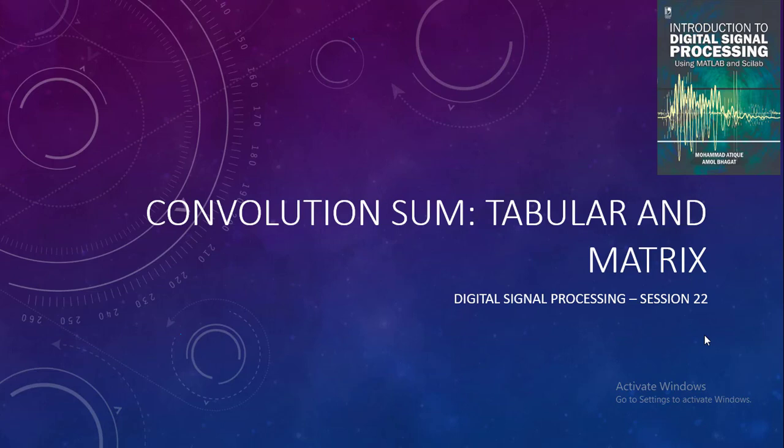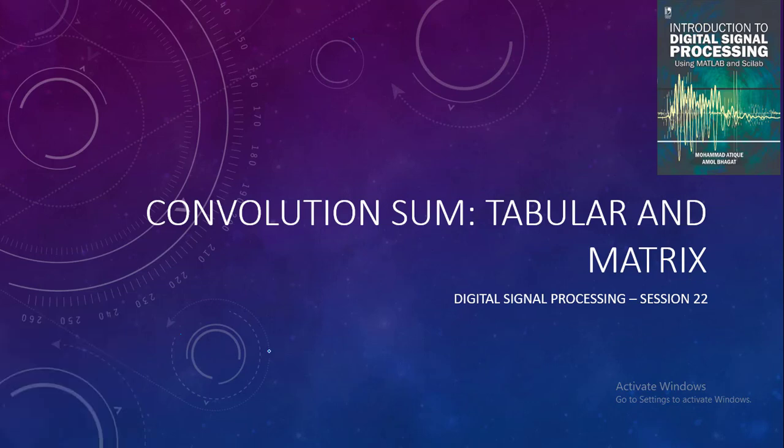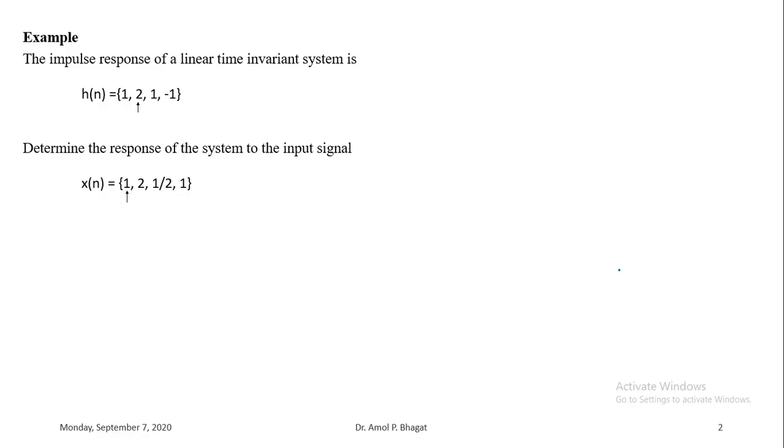Most of the time, in most of the books, this matrix method is given as the tabular method. But these two methods are different. Tabular is a separate method and matrix is another method. So again we will try to solve one example here, as I solved it in the previous session.